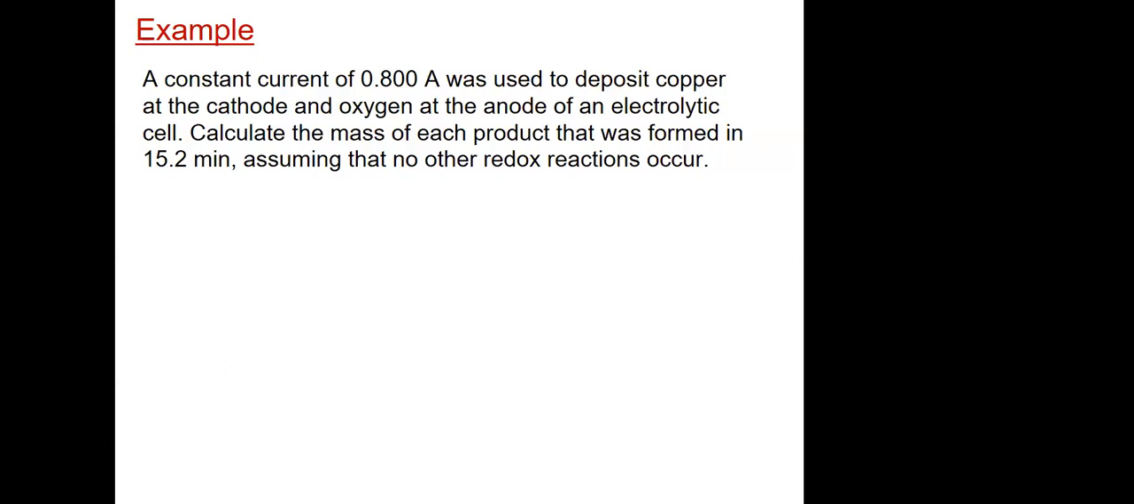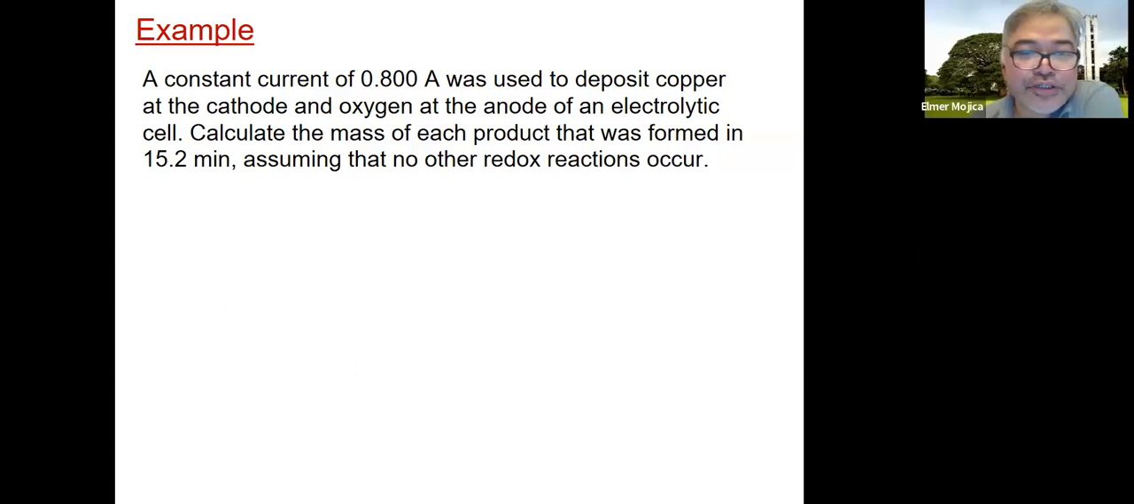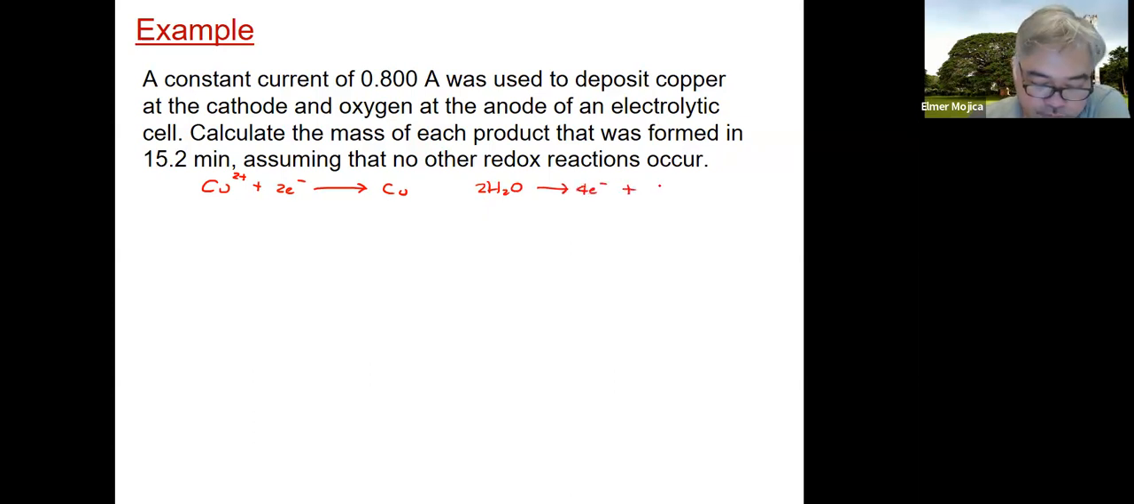We have to look at the half reactions. So what do you think happened to your copper? Is it oxidized or reduced? Anyone? Okay, so this is reduced. So this means this is Cu2+ plus 2 electrons forming copper. On the other hand, you have oxygen at the anode, so that is the one that is oxidized. Most likely you have water producing 4 electrons, an oxygen molecule, and 4H+. So these are the 2 half reactions that you could see in this given system.